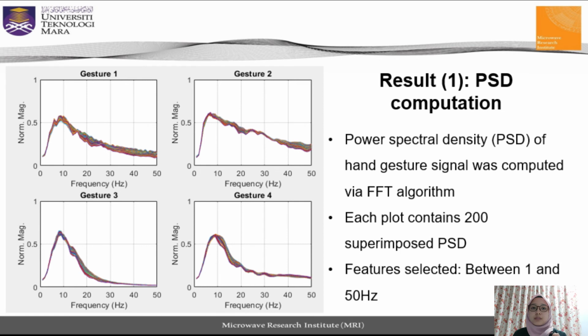This figure shows the power spectral density computation of the hand gesture signal via the FFT algorithm. Each of these plots contains 200 superimposed PSDs, and from the graph, we can see that the data has been cut to 50 Hz. 50 Hz means 50 features of the hand gesture have been chosen. The reason the data has been cut to 50 Hz is because larger data cannot be calculated by the computer.